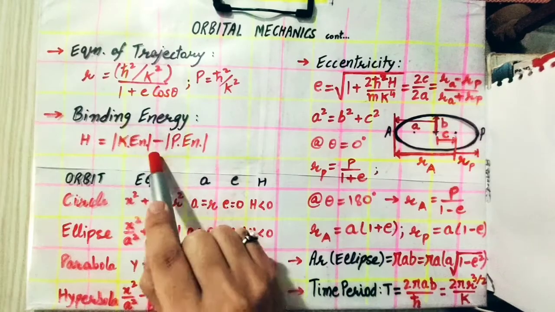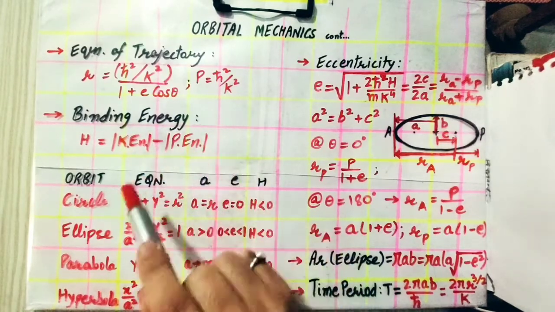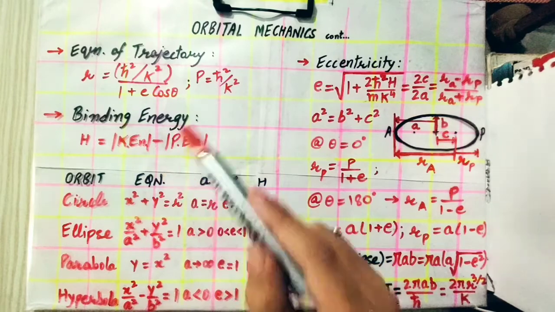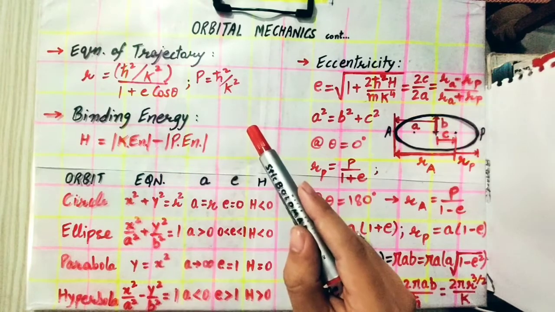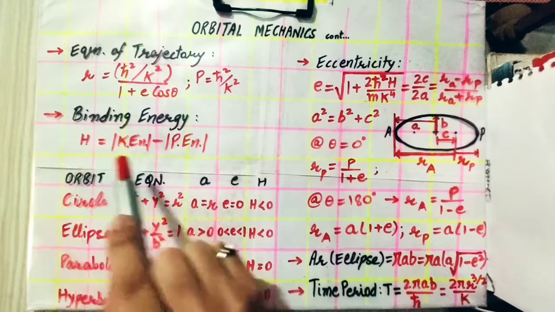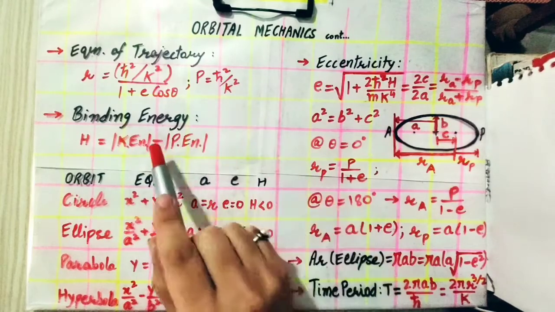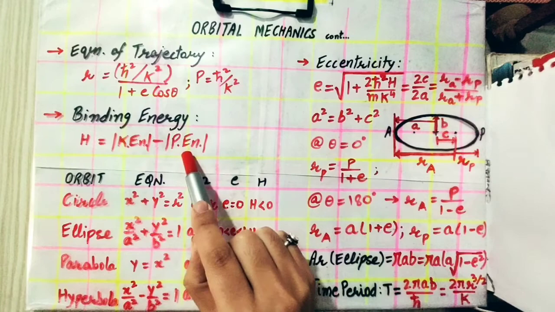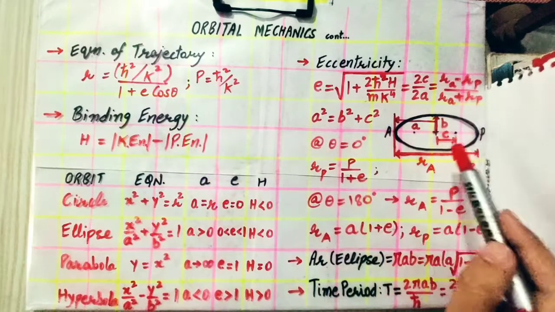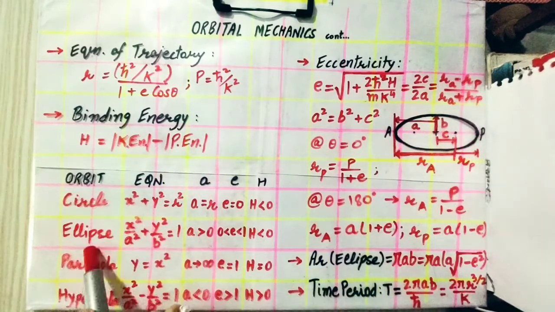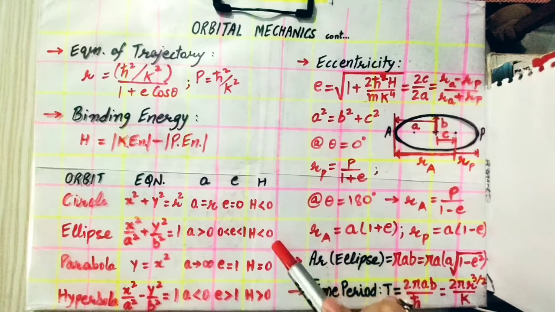If the kinetic energy is more than the potential energy of the satellite orbiting around the Earth, which will make the satellite escape from its orbit, then the binding energy will be positive. And if its kinetic energy is less than the potential energy, then the satellite will be bound to orbit around the Earth or any other planet, which is why circle and ellipse have negative binding energy, H is less than 0.